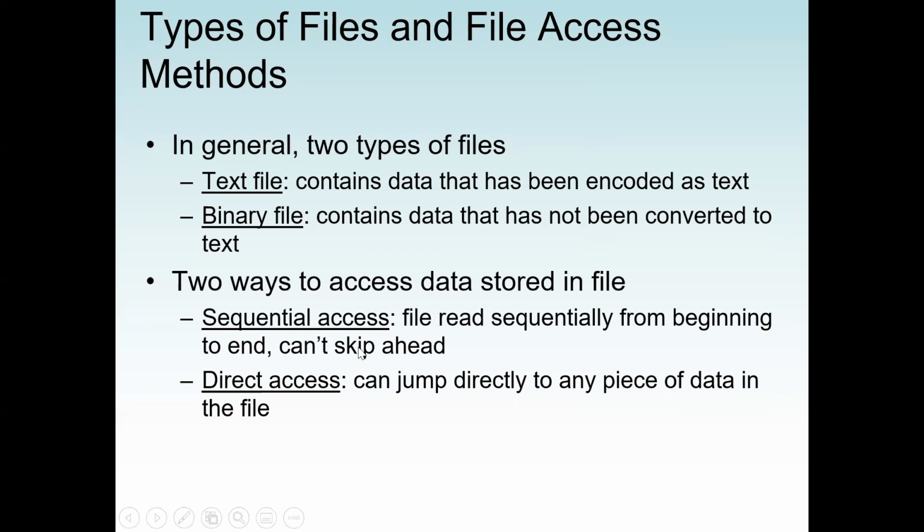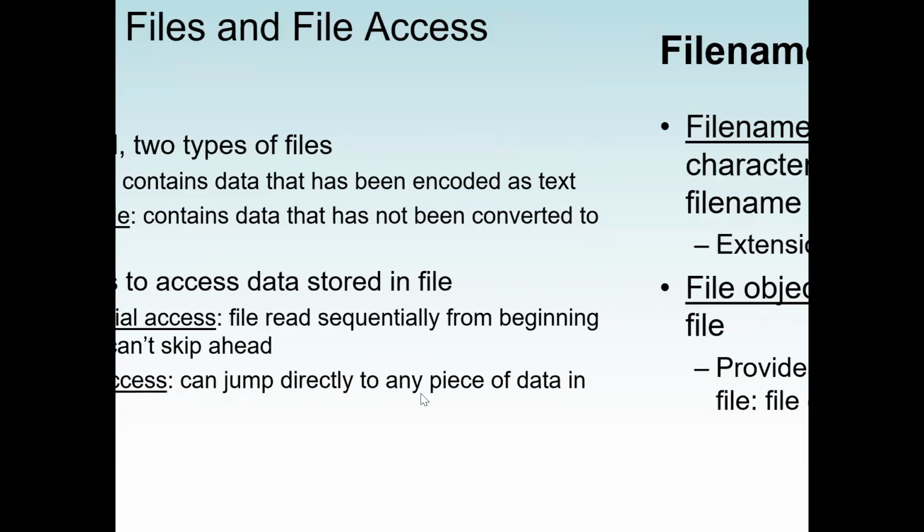So we say with sequential access, the file is read sequentially from beginning to end. It cannot skip ahead, but with direct access we can jump directly to any piece of data in the file. So the best and fastest way to access data is using the direct access method. But in this course, we're going to use sequential access, which is covered in our textbook.